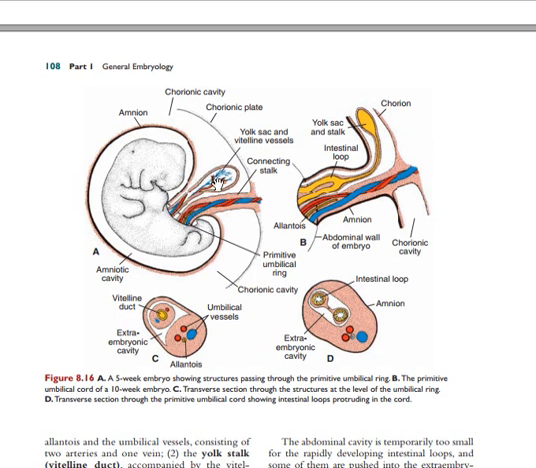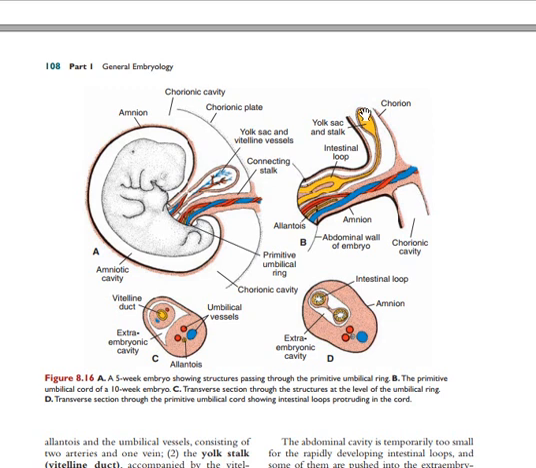another part here containing the vitelline vessels and the yolk sac. Is it clear? So there are two parts in the umbilical cord. We have the connecting stalk, and we have another structure which contains the yolk sac, the yolk stalk and the vitelline vessels. Is it clear? So those are the two main structures.